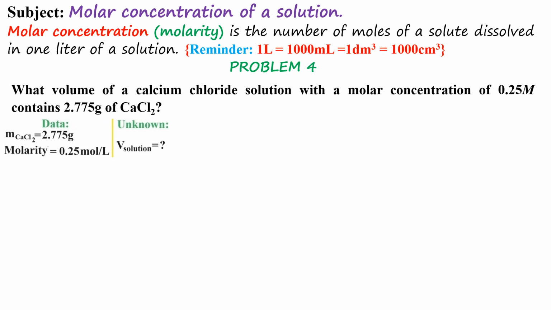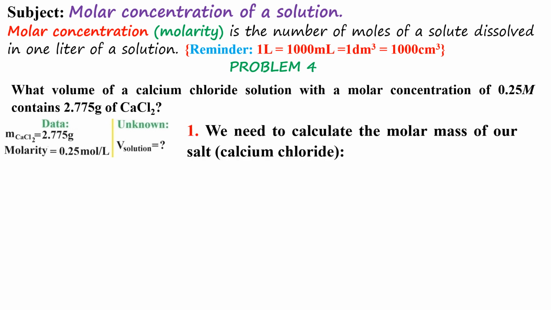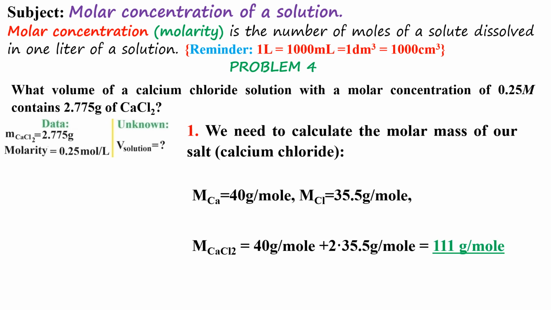We know already the weight of salt and molarity of the solution, and we are looking for the volume of the solution. We need to calculate the molar mass of calcium chloride. We read the atomic mass of calcium and chlorine from the periodic table and write them as molar masses. So molar mass of calcium chloride equals molar mass of calcium plus molar mass of chlorine times 2, which equals 111 grams per mole. Now we know that each mole of calcium chloride weighs 111 grams.